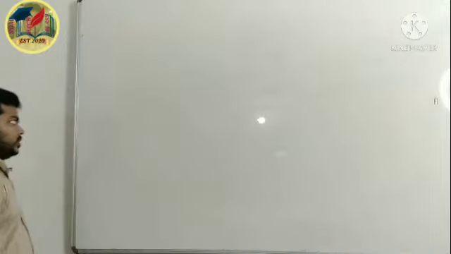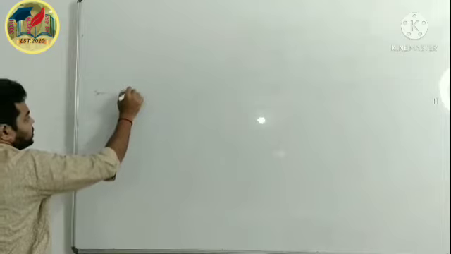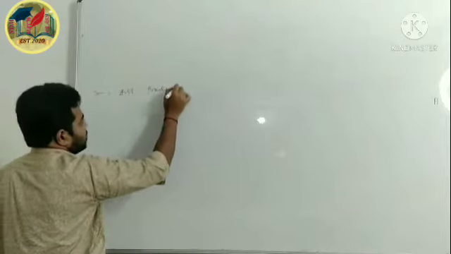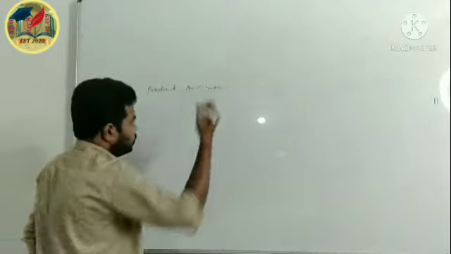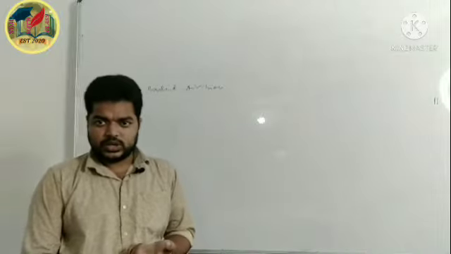Now, properties of irrational numbers. Properties means the sum, difference, product and division of two irrational numbers may or may not be an irrational number. Clear?